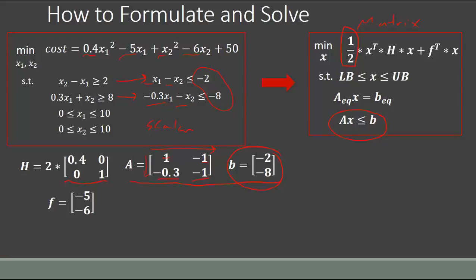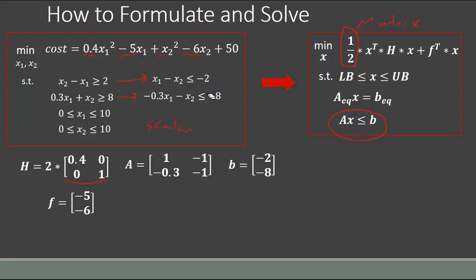So if you were to take this matrix times x and do the matrix multiplication, you would end up getting these same constraints in the same basic problem.